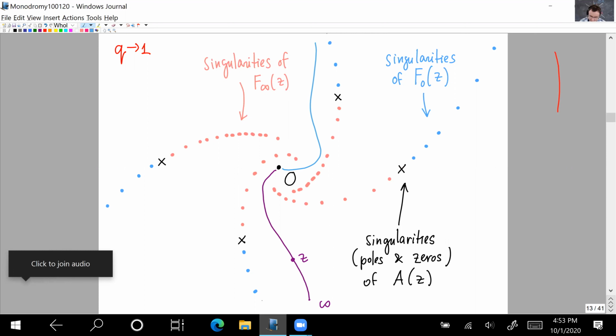And it's clear that if I know the transport of my equation along all paths that go from 0 to infinity and avoid the singularities, then I know the monodromy of the differential equation. So that's why this Q difference or elliptic data contains the same information as a representation of pi1.